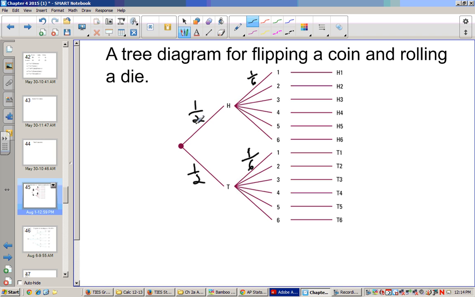And to find each of the probabilities, you multiply this branch by the next branch. So 1/2 times 1/6 is 1/12. 1/2 times 1/6, 1/12. So each of these are going to be a 1/12 probability.